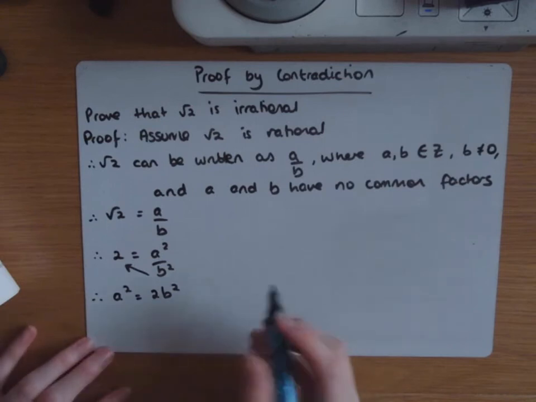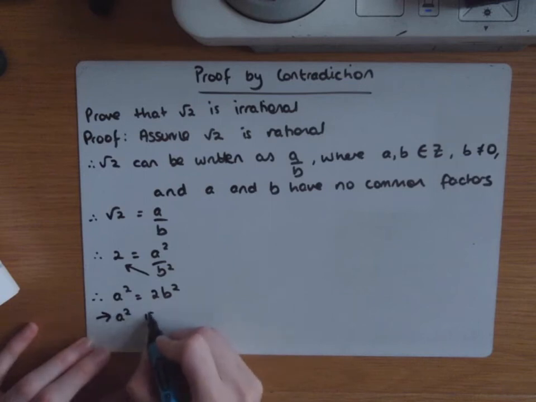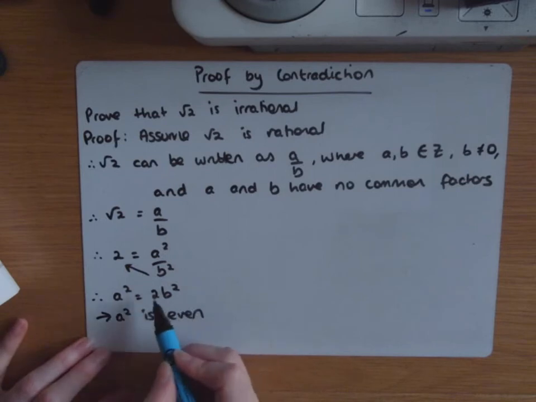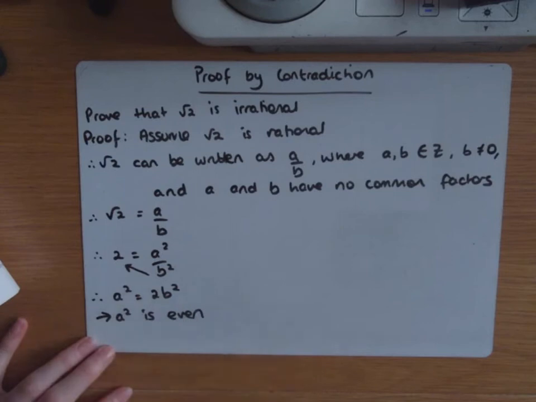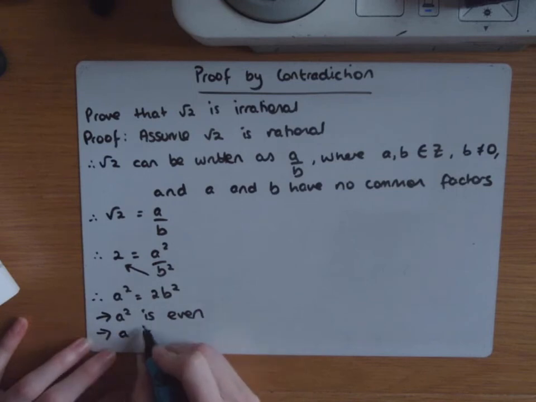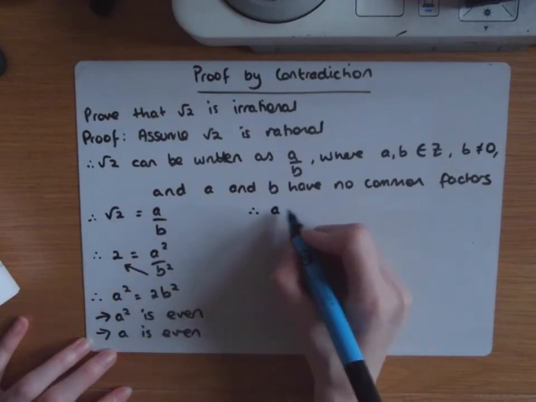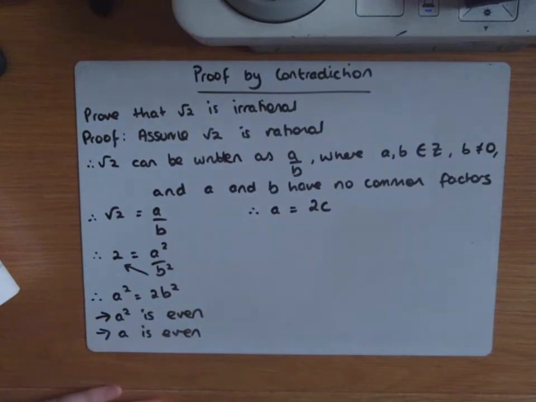Now from this we can see that a squared is even because it's 2 times something else. 2 goes into it. A squared is 2 times b squared. So that means a squared is even, which then means that a is even. If a is even, we can say that a is 2 times something else because it's an even number. So a is 2 times c.